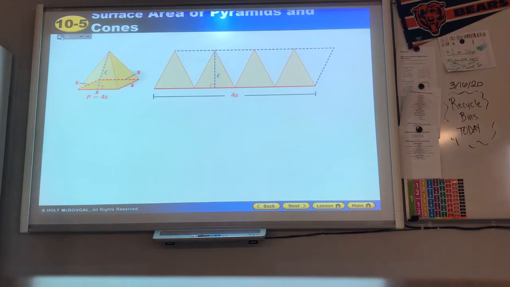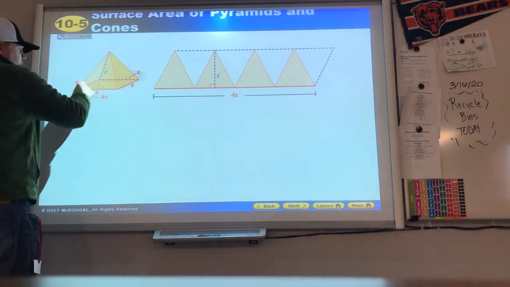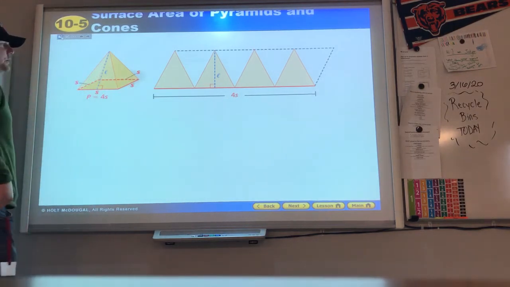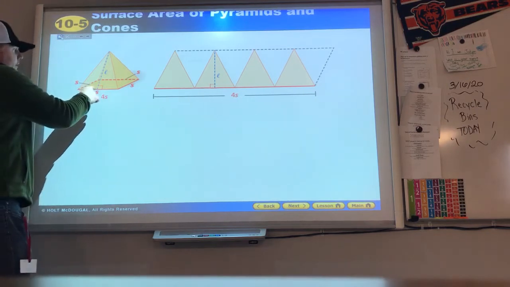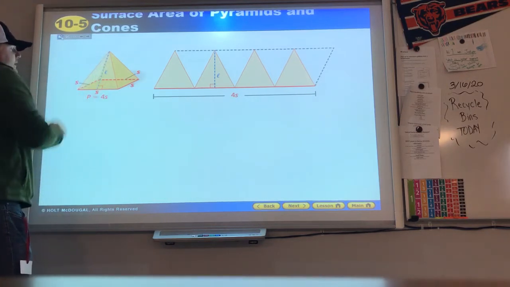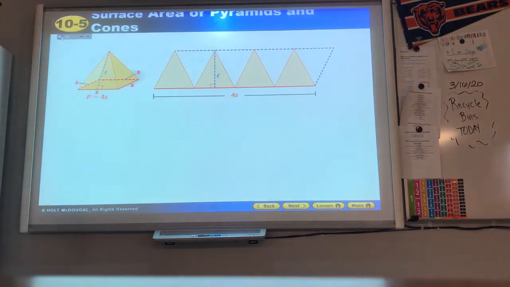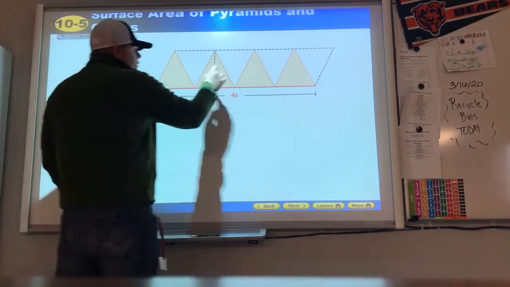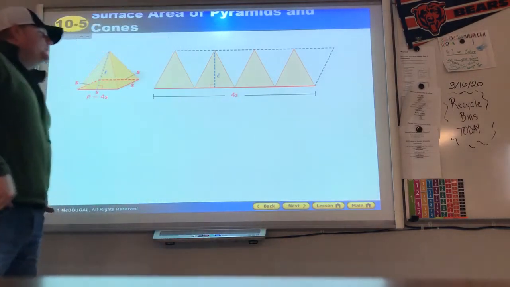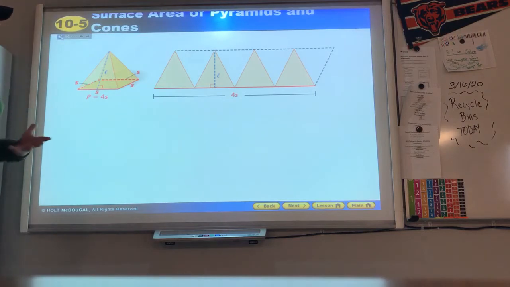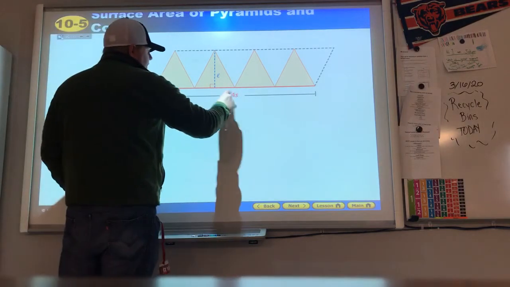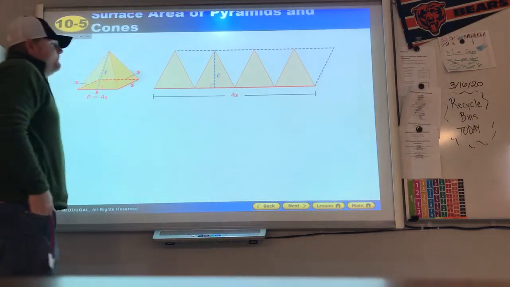This is a pyramid. It's a square bottom, and there's 4 triangles that go up to it. From this outside edge to the point, that is the slant height. Okay? And you can see there's 1, 2, 3, 4 triangles. So they're trying to show us this is why we use the formula we use. Do you see how they have 4 slant heights?